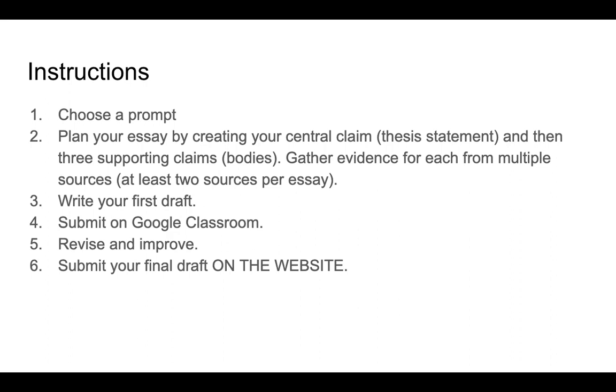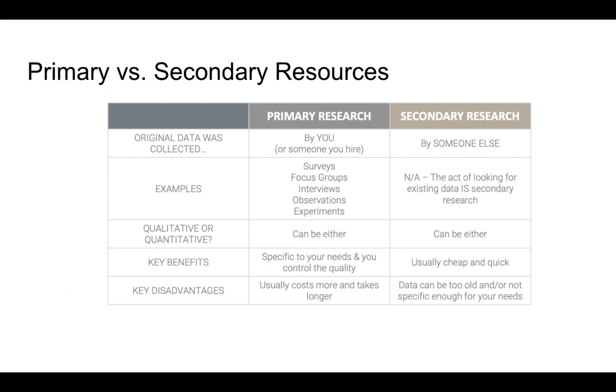Then you're going to gather evidence for each from multiple sources, at least 2 sources per essay. You may even use one of your own. You'll write your first draft, submit it on Google Classroom. I'll give you feedback. You get to revise it and improve, and then you submit the final on the website. There you go. So before we begin, let's look at the difference between a primary resource and a secondary resource.